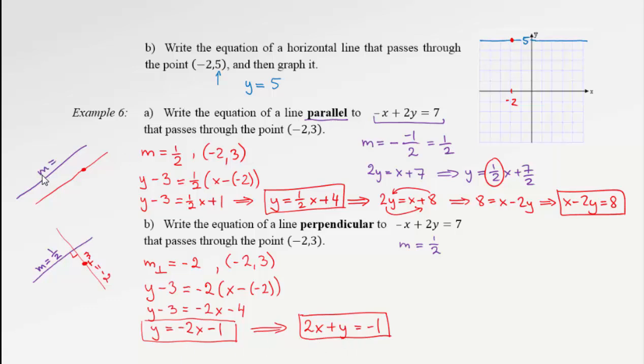Again, for a line parallel to the given one, we use exactly the same slope. In this case, it was 1/2 here and there. For a perpendicular line, we calculate the slope of the given line, and we need to switch it into the perpendicular slope before applying the slope-point formula.